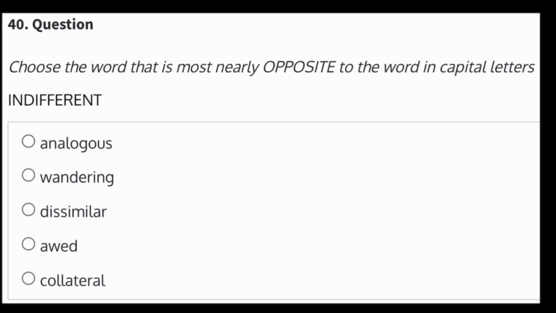Choose the word that is most nearly opposite to the word in capital letters. And our word here is indifferent.